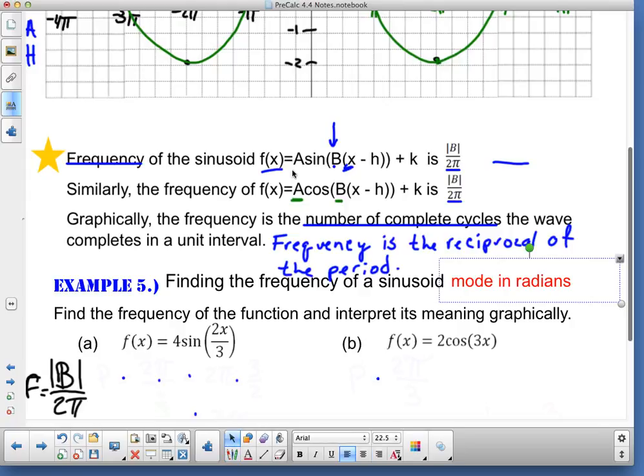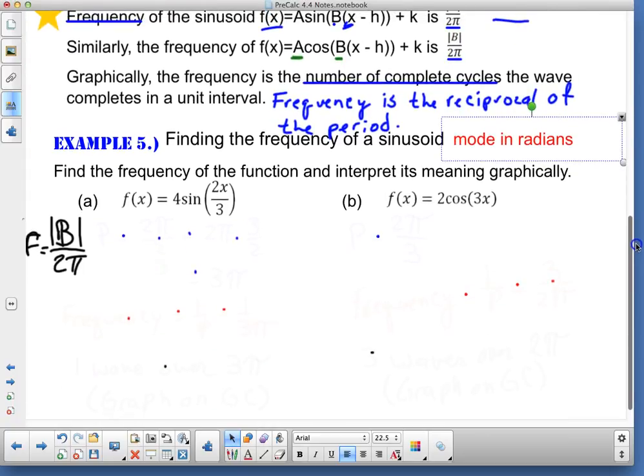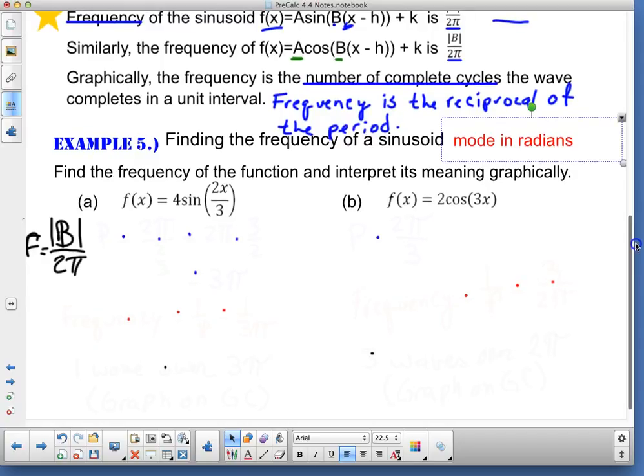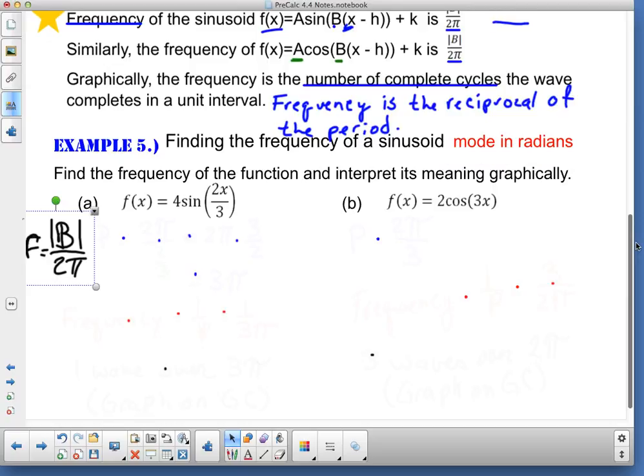So we have to actually factor the b out when we're working with it. So when we're finding the frequency of a sinusoid, we're going to do this in radian mode, because I'm going to ask you to graph it so you can see it visually. Why radian mode? Because we're working with things in 2 pi with our frequency and length, so we pay attention to that.